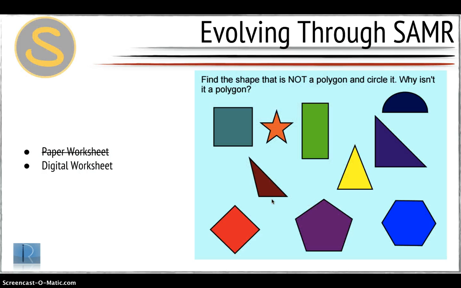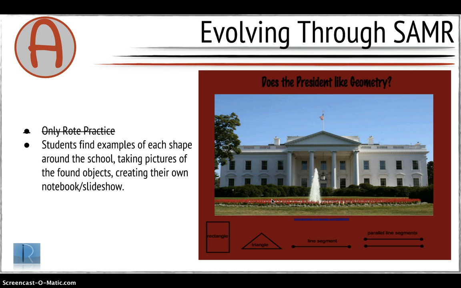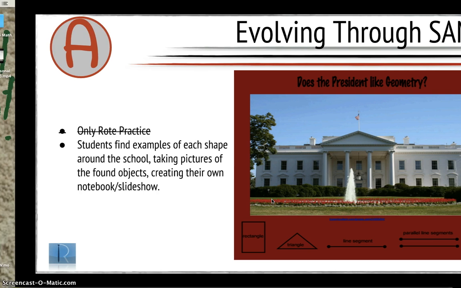So in substitution, we replaced paper worksheets with digital worksheets where learners did the exact same thing. Now in augmentation, I'm going to step it up to a place where once we learn the basics of the shapes, we're now going to add a layer where we're going to identify those in real life. So I'm going to have the learners go around the school, find examples of the shapes that I give them in real life in action. They're going to take some pictures of those and identify those within their pictures.